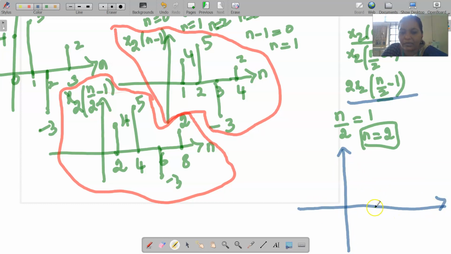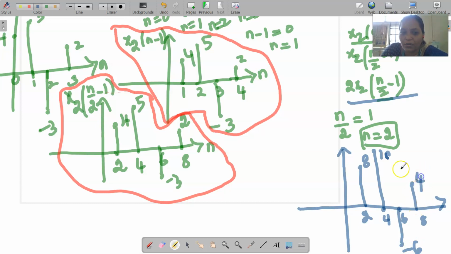So what are all the n values? We have 2, 4, 6 and then 8. Just multiply all your amplitudes by 2. So at 2, what is the amplitude? 4. So multiply it by 2, so it will be 8. And then at 4, the amplitude is 5. Multiply by 2, it becomes 10. At 6, the amplitude is minus 3. It becomes minus 6. At 8, the amplitude is 2. It becomes 4. So this is nothing but your 2x2 of n by 2 minus 1.